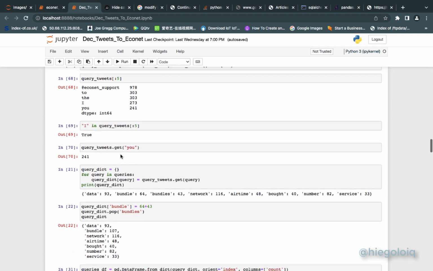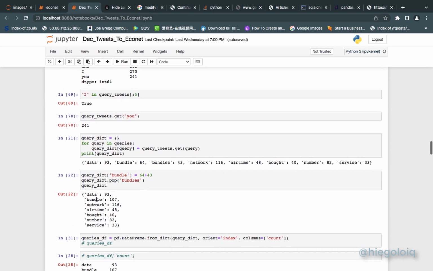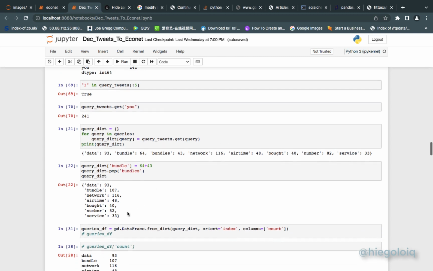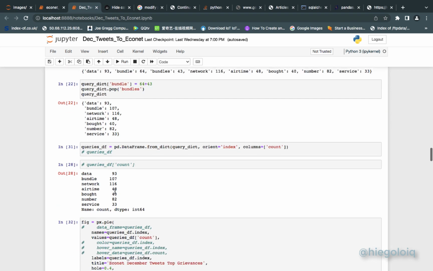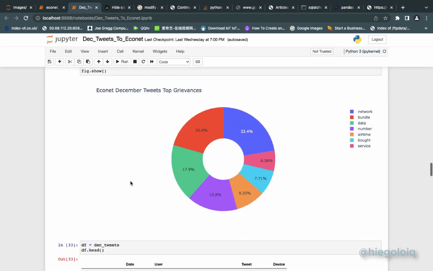What could be of interest to us are issues like data, bundles, network, airtime, and number services. These are some of the words that are also part of these queries that we see. I came up with a dictionary and added terms together. If you notice, there's bundle and bundles, which is pretty much one subject. If you add the two together, you get 107, which is what we work with eventually. And we come up with a pie chart, which is somewhat descriptive.